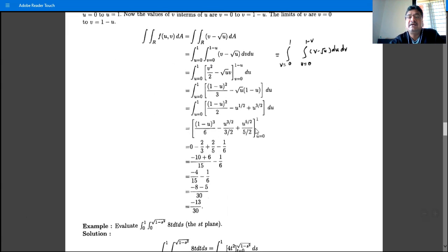So it is a very simple integration. The integration of v with respect to v is v squared by 2, and root u is now constant with respect to v, so its integration is root u into v. Then take the value at the upper limit minus the lower limit, then integrate with respect to u. If we find the integration using this, we get the same answer, minus 13 by 30.